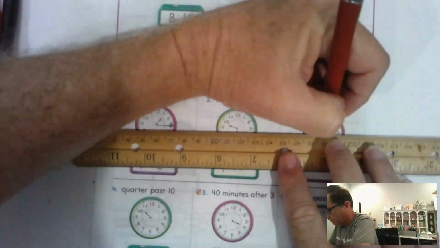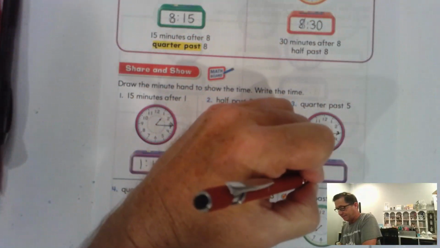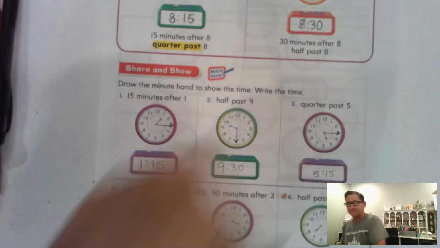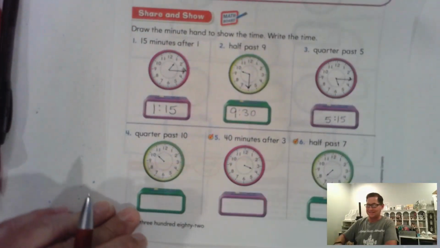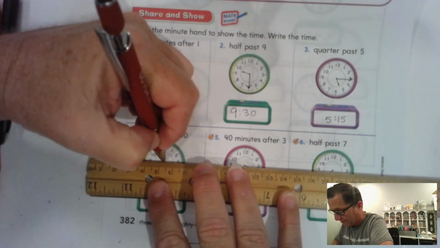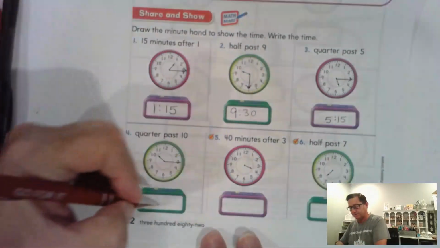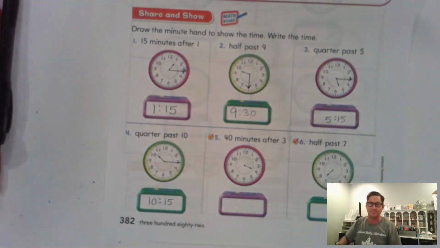Here we have a quarter past 5. So it's got to be pointing at the 3. And we'd say it's 5:15. A quarter past 10. A quarter is simply 15 minutes after. So it's past 10 o'clock. So we say it's 10:15.